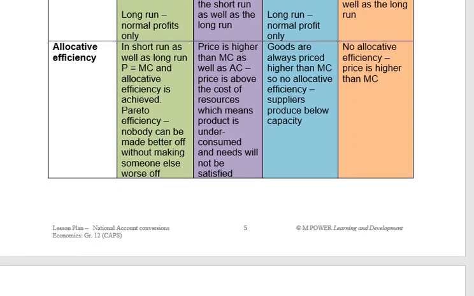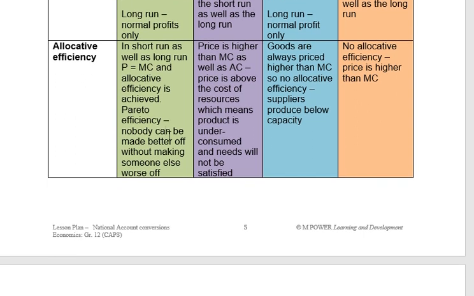Right, we're almost finished. If we look at allocative efficiency, again, you are not going to understand this now. I am going to explain this to you when we are doing the graphs. Like straight after this, we are basically going to start with the graphs. Okay, so just study the theory for now. You will understand better when I've actually done the graphs.